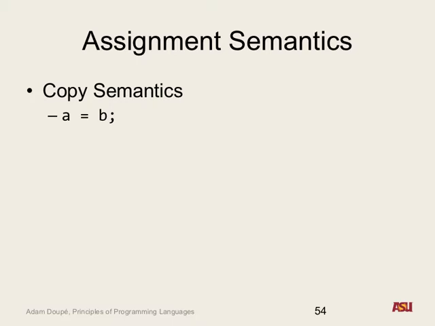Close. Copy the value of B to the value of A. But what's the value of B? How do we know the value of B, like in the circle box diagram? So yeah, we're copying, but we're being incredibly precise because we wanted to define the semantics so that everybody knows exactly what we mean. Copy the value of the address of B.